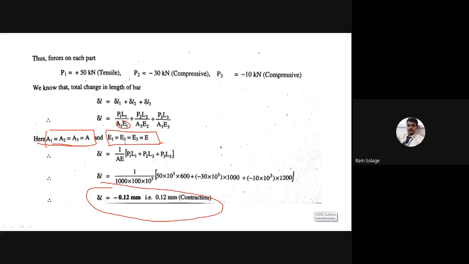We have considered ABCD. It is a bar with a number of forces active in it. They are asking the question to calculate the deformation of the body, and the deformation of the body will become minus 0.12. The meaning of minus is that the length of that bar ABCD should decrease. That's why the answer will be minus. Suppose the answer comes plus, then we can consider the length of the bar will increase. Now this is problem number 1.